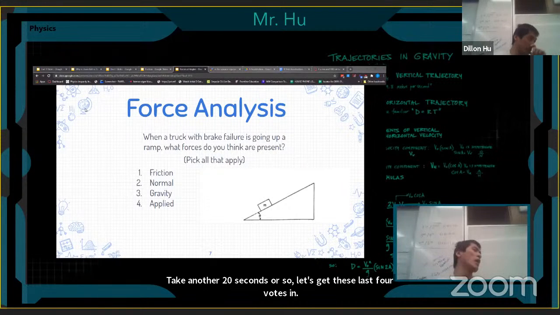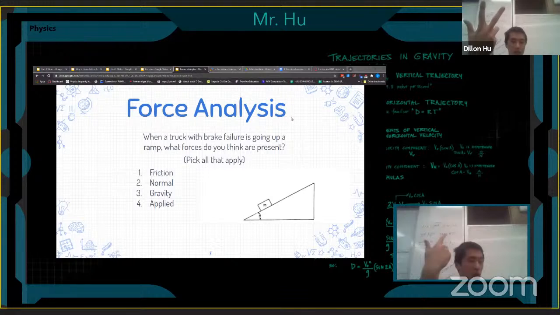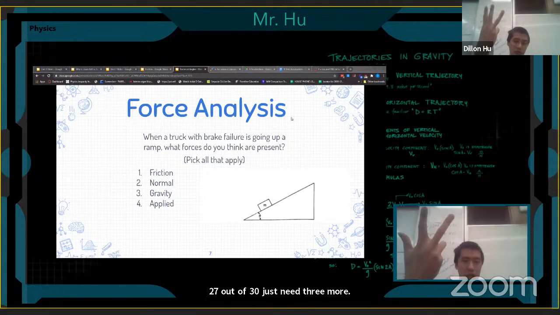Out of these 4, there are 3 forces present here. There is the force of friction, there is the normal force, there is gravity, but there is no applied force. So the first 3 forces are there, and the 4th one, the applied force, is not there.